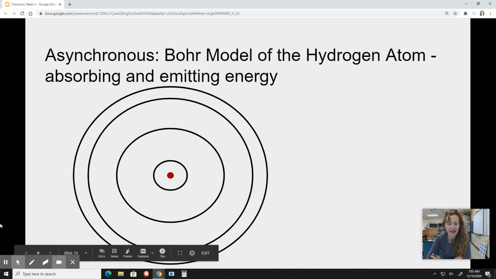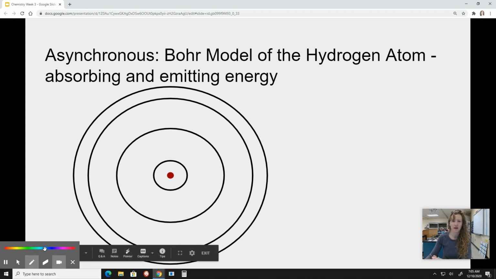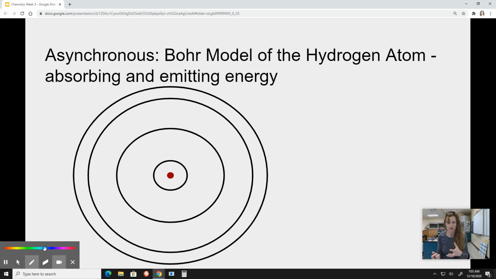Hey there, chemistry. I want to take a minute and recap the Bohr model now that we've done a little bit of work with it. I just want to make sure that we take the time to summarize a couple of the really important parts that come out of this model.